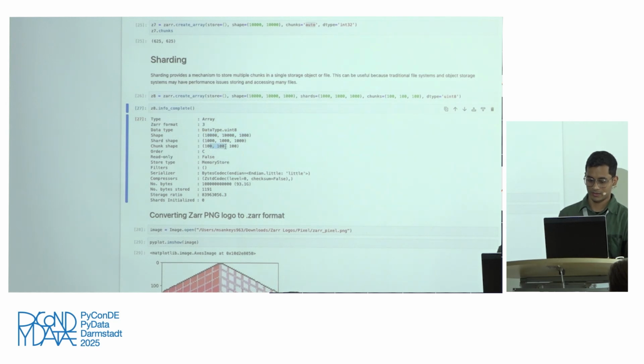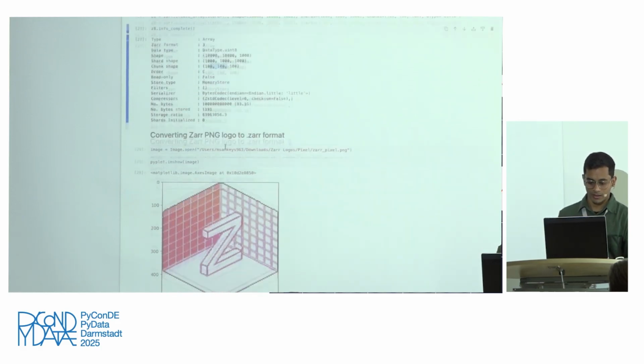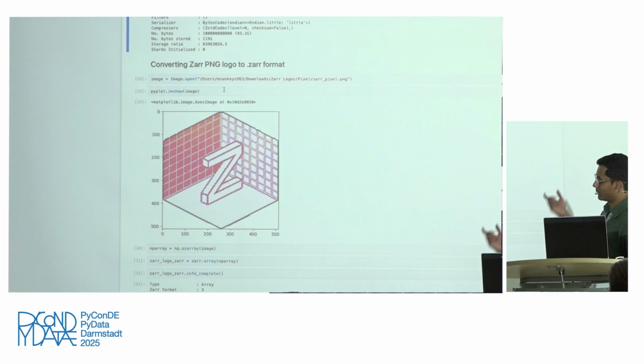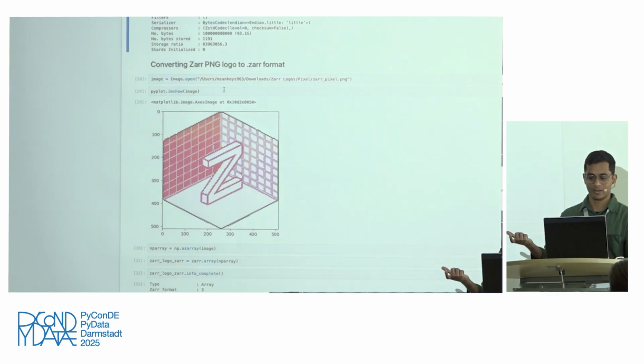Sharding, as I told before, takes a big array, chunks it into small parts, and stores those small chunks into shards.